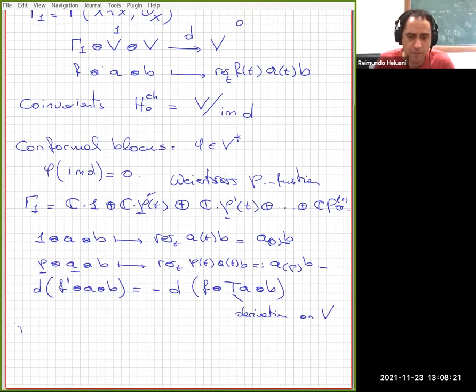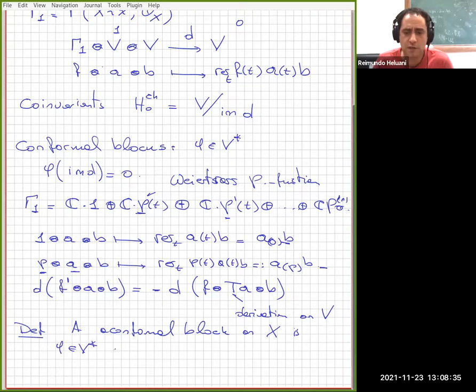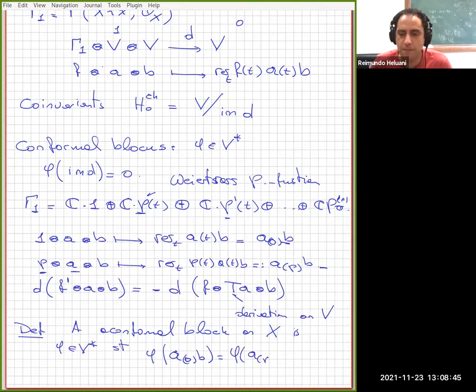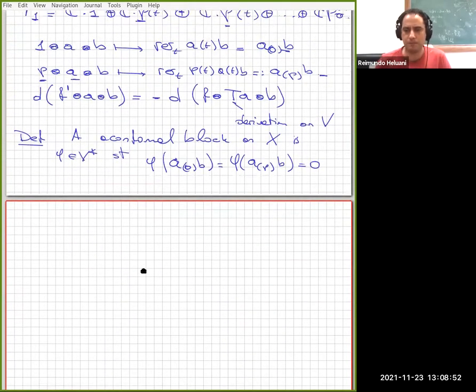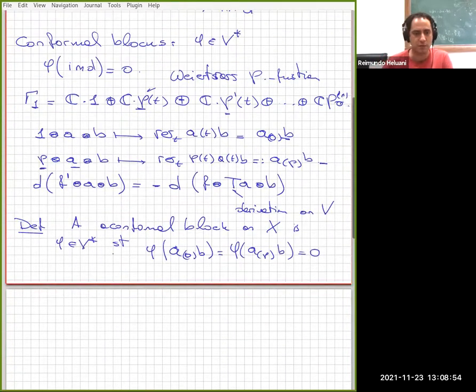A conformal block, definition: a conformal block on the torus is a linear functional phi on V such that these two equations are satisfied. Phi of A_0 B is equal to phi of A ∂B, and this is equal to 0. Let me just go back. Okay, so that's a very explicit description of what the space of conformal blocks is.